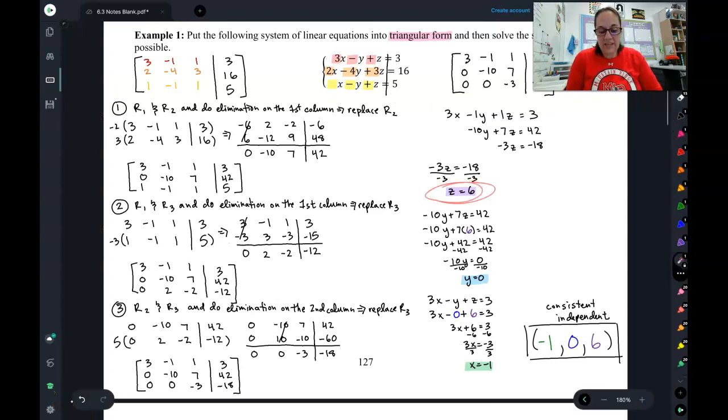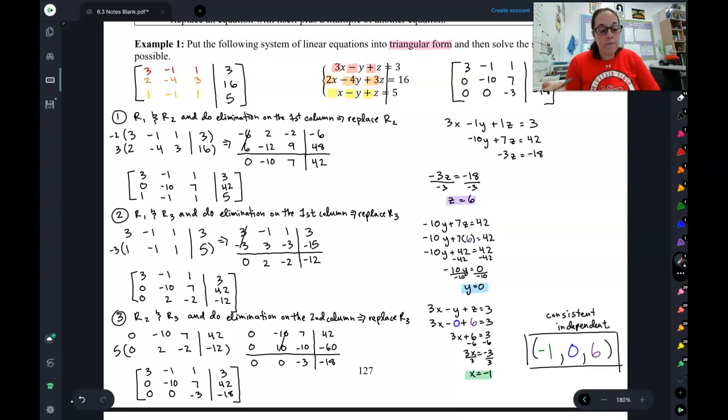I got z is 6. Plug that into the middle equation to get y equals 0. Plugged both of those into the top equation to get x is negative 1. So there's my final answer. Because it is a single point that they all share in common, this is a consistent independent system.